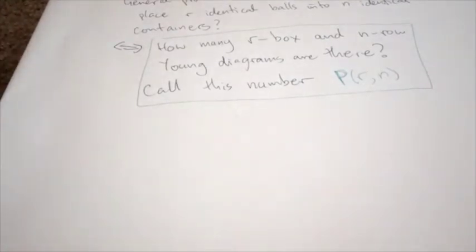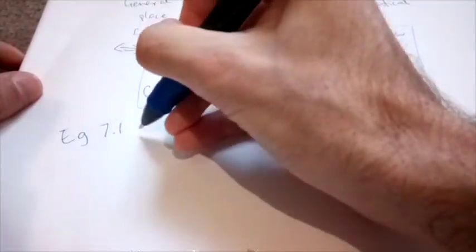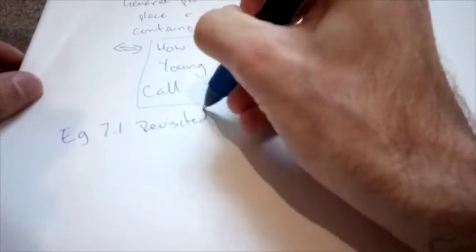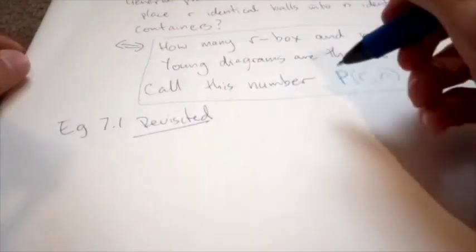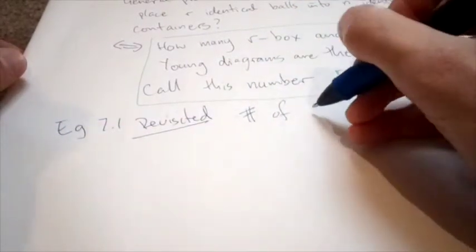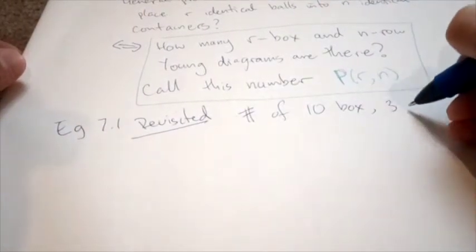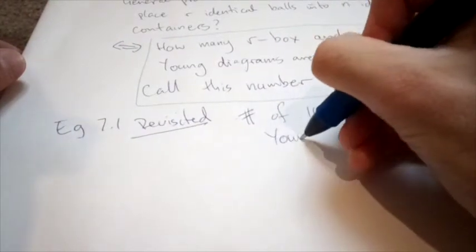So that's some number. It may be 0, as you saw. There are times you cannot make any because there's not enough boxes to make up the number of rows, but we won't go through those special cases. I just want to work through the example, example 7.1 revisited. So we want the number of 10 box, three row Young diagrams.